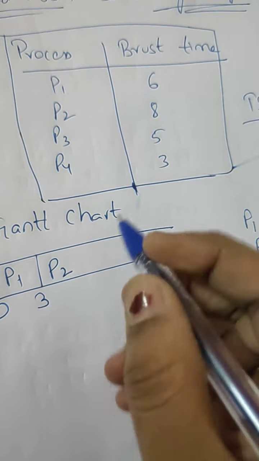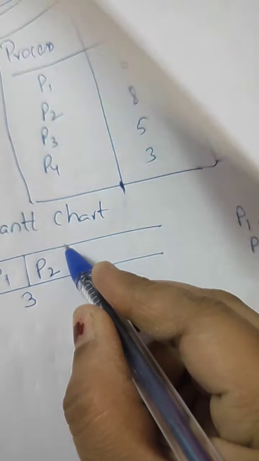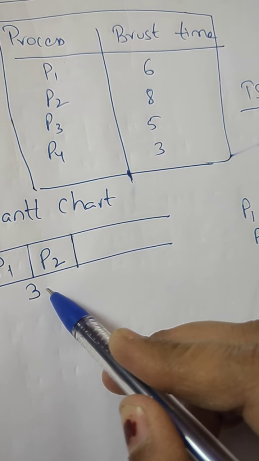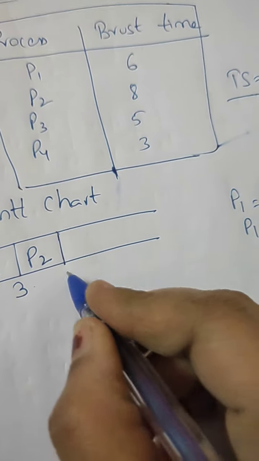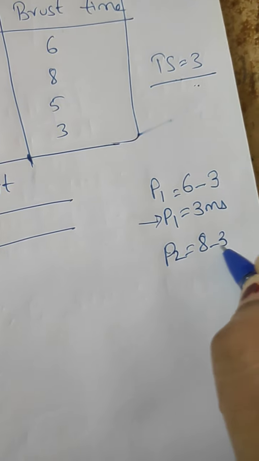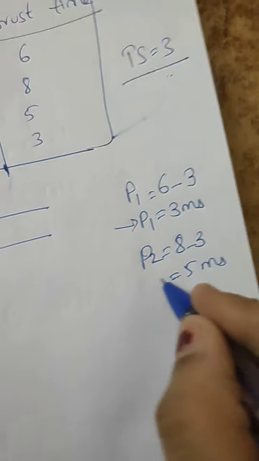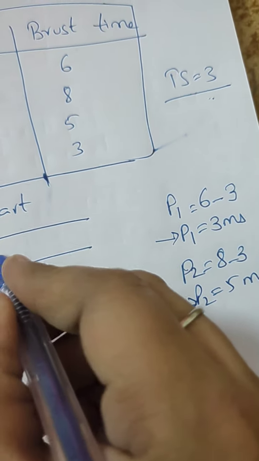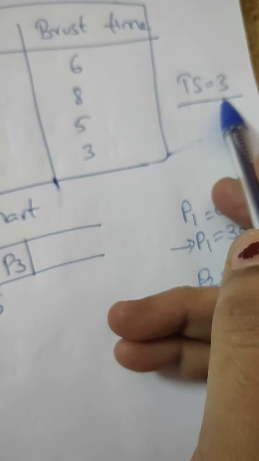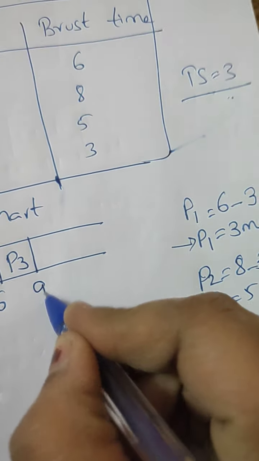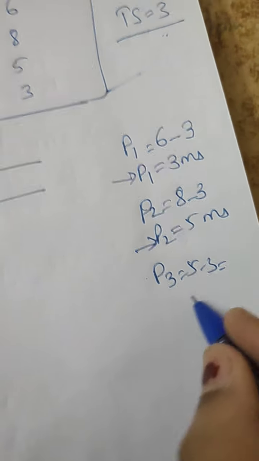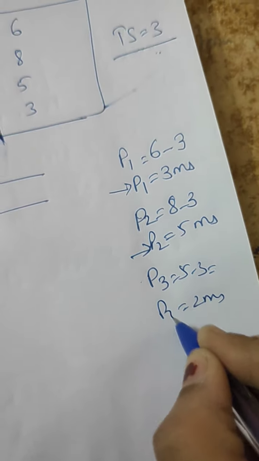Next is P2, whose burst time is 8, but we have a time slice of 3. The waiting time before it is 3, and it becomes 6 after its slice. P2 becomes 8 minus 3, so 5 milliseconds will be left. Similarly for P3, the burst time is higher than the time slice of 3, so 6 plus 3 becomes 9. P3 is 5 minus 3, so 2 milliseconds will be left over in P3.